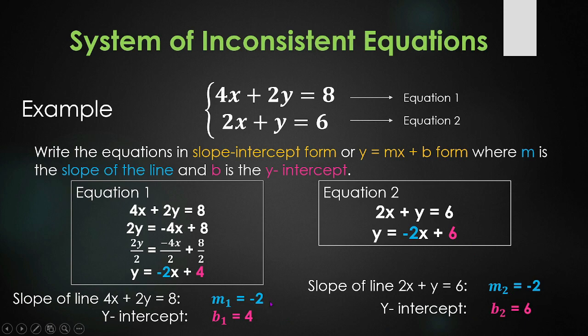So let us compare the slopes of the two lines. Are they equal? Yes, they are equal. What about the y-intercepts? 4 and 6. They are not equal. So therefore, if the slopes of two lines are equal and their y-intercepts are not equal, we can say that these two lines are equations of a system of inconsistent linear equations.